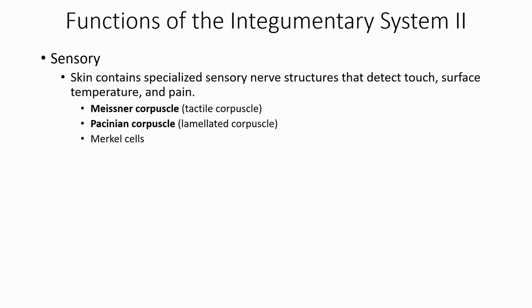We have a couple different sensory organs. I already mentioned the Merkel cells before. We talked about those guys hanging out in the stratum basale. We also have Meissner corpuscles, which are for tactile stuff, and then the Pacinian corpuscles, which are the lamellated corpuscles. Some places might just list it as the lamellated corpuscle as well, if I remember correctly.